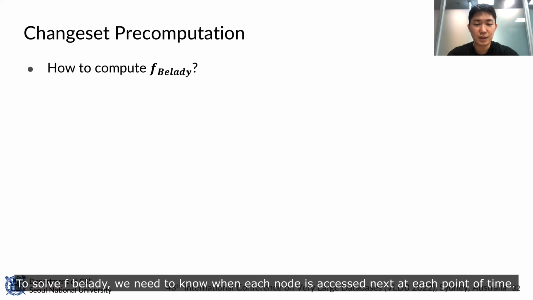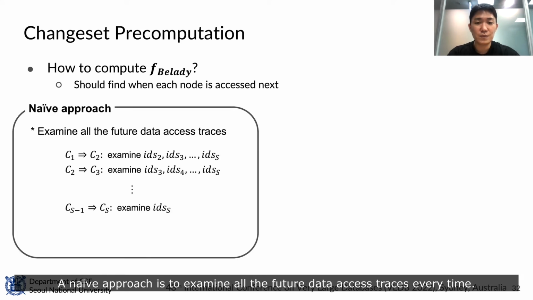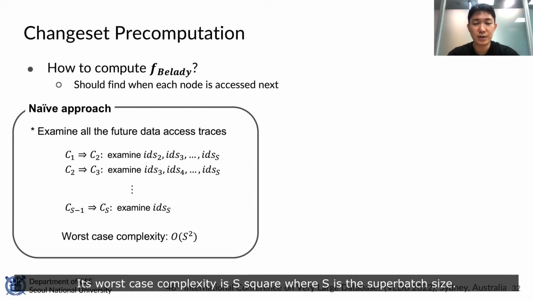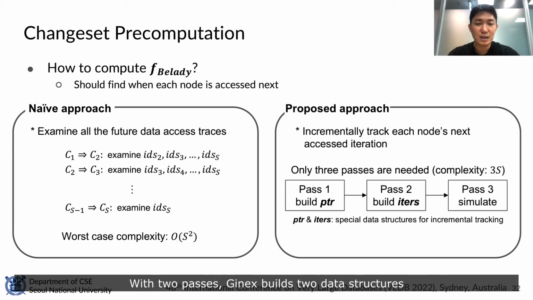To solve f_Belady, we need to know when each node is accessed next at each point of time. A naive approach is to examine all the future data access traces every time. However, it is very inefficient. Its worst case complexity is S squared, where S is the superbatch size. Ginex, however, incrementally tracks each node's next access iteration. With two passes, Ginex builds two data structures which are specially designed for incremental tracking, and finishes the cache state simulation at the last pass with this incremental tracking.